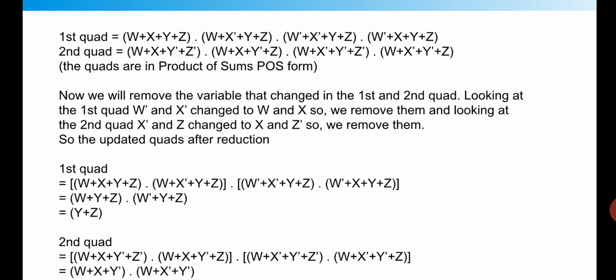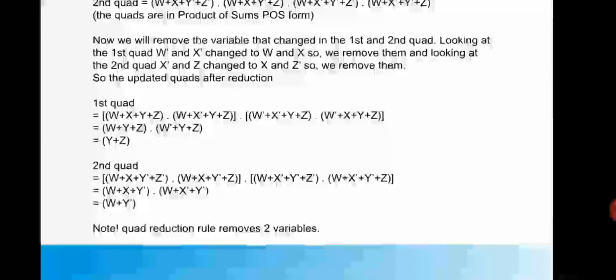Okay, now based on this changing concept, you are removing the variables so that you can reduce the entire function to a smaller size. Now the first quad, after reduction, how will it look? After grouping and after reduction, you will get at the end y plus z itself. Now how did you obtain y plus z?